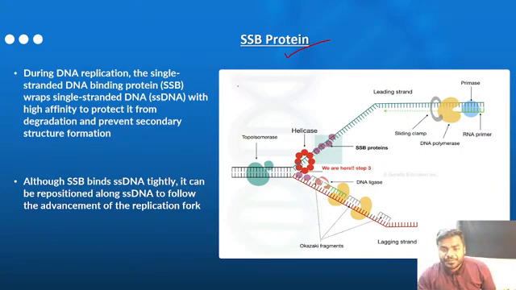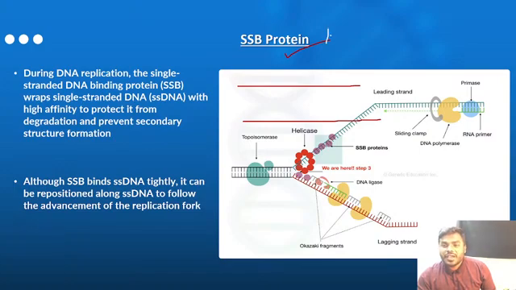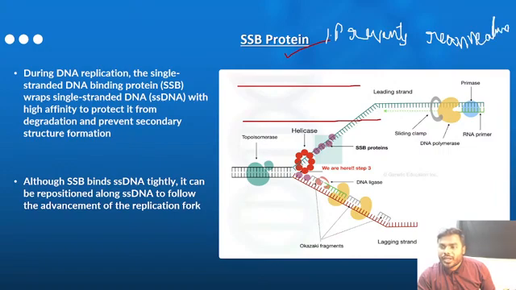Anyway, let me write. This is one strand, this is another strand. There is a chance that the two strands can rejoin. So why do we require SSB? First function: it will prevent reannealing. You can also call it rejoining.